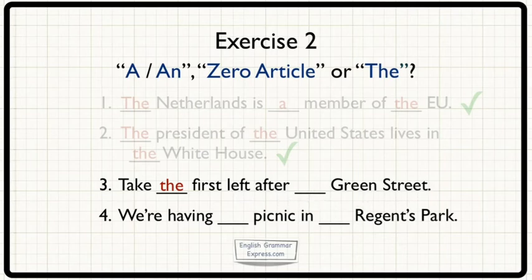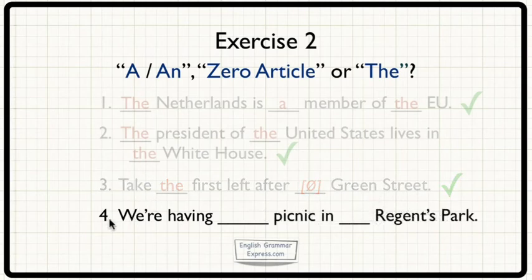Now, we've seen that streets and avenues and squares, in fact, take zero article. So the sentence is, take the first left after Green Street. No article.